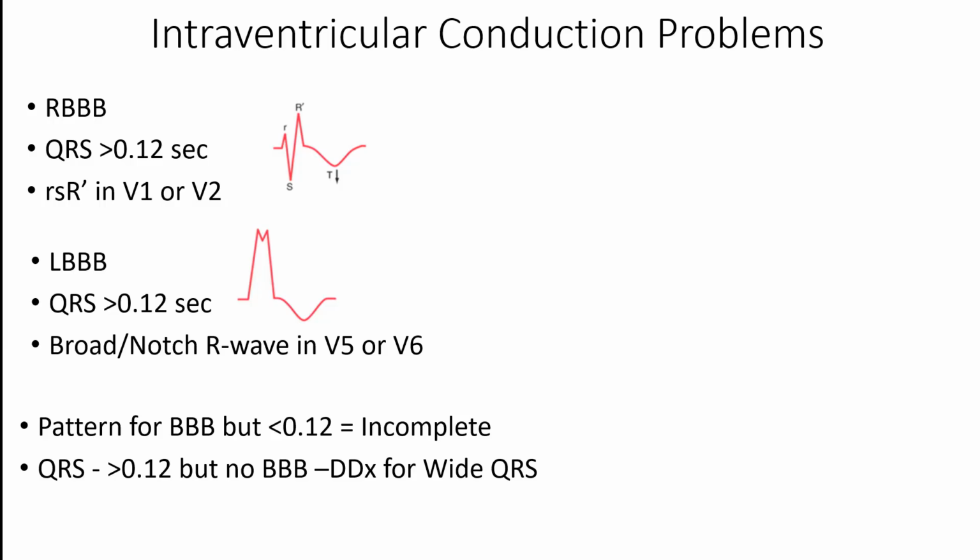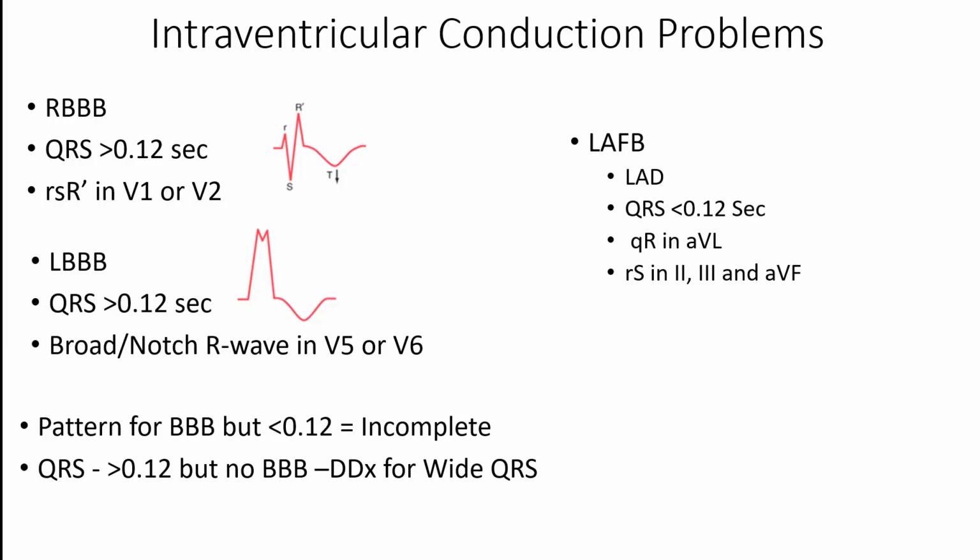If, however, you have a QRS complex that is very wide, but there's no pattern for a bundle branch block, then you need to develop a differential diagnosis for a widened QRS complex, which can include some very problematic conditions like severe hyperkalemia. Downstream from the left bundle, you can have a left anterior fascicular block, which is diagnosed when you have a left axis deviation, a QRS less than 3 smalls, and then a QR in AVL, and then RS in 2 and 3 in AVF.